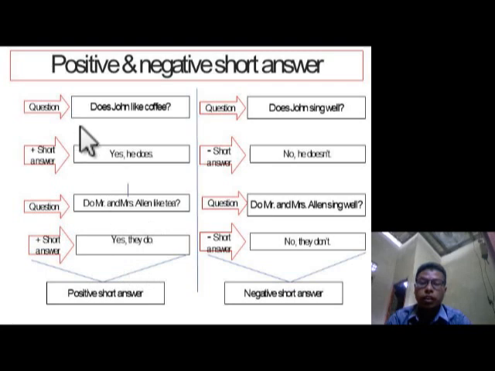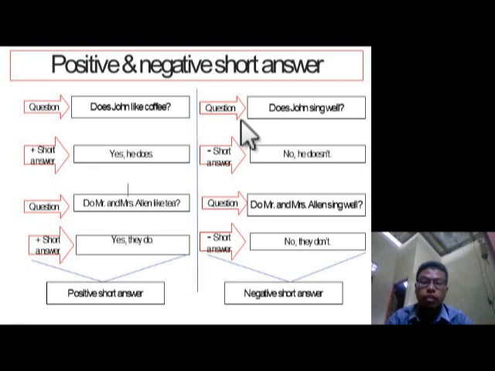Yeah. Once again, I explain you. Does John like coffee? Yes, he does. Ya, he mengarah kepada John. Do Mr. and Mrs. Allen like tea? Yes, they do. They refers to Mr. and Mrs. Allen. And the second one, we are going to learn negative short answer.